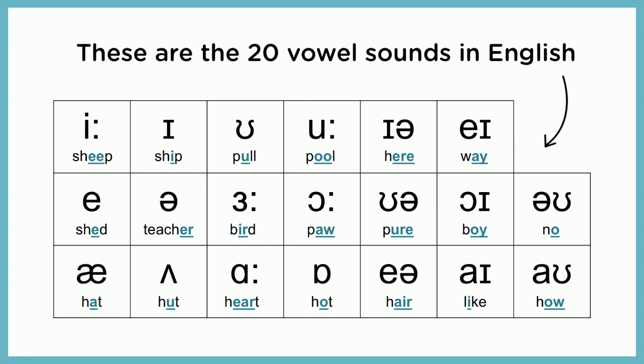Ow, right. As in now, how, cow, and so on. So it's just helpful. These symbols will be in any dictionary that you use, so it's good to know what they represent and what they mean.